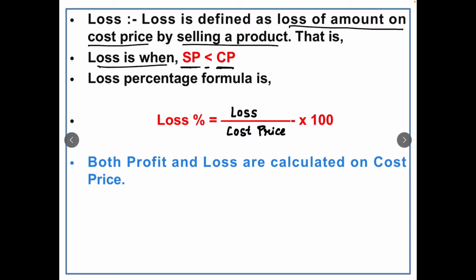Cost price means the amount spent on producing that product. Suppose the amount spent on the product is 1000 rupees and it is being sold for 600, that means the shopkeeper is having a loss of 400 rupees.